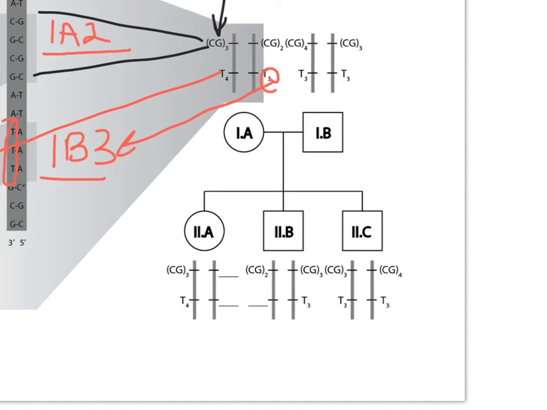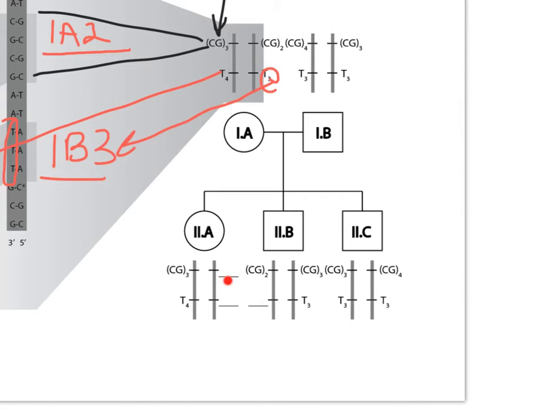Can we figure out what goes here, for example? So kid 2A's got CG3 on one of her chromosomes. Which parent did that have to come from? Which parent could CG3 have been inherited from? Which parents have that version of that gene? Both. Okay, so that doesn't help us. We don't know yet whether this CG3 came from the mom or came from the dad.